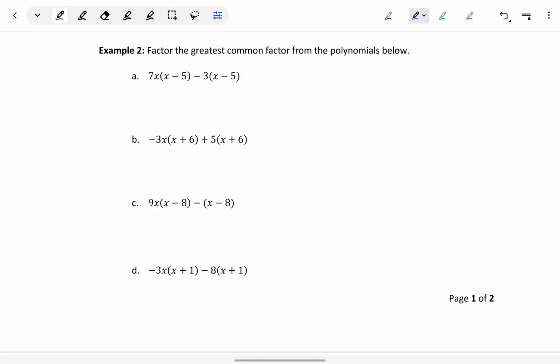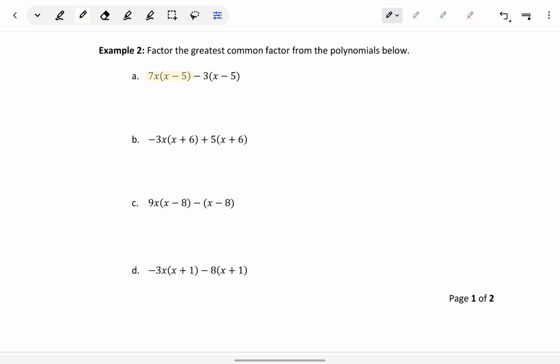In example 1, each of those parts, the greatest common factor that we pulled out was either an integer or a variable, x or x raised to some power. We can also have more complicated expressions as the greatest common factor, like we'll see in example 2. So when we look at these problems, even though they're starting to get more complicated, we want to recognize that what we have are still two terms.